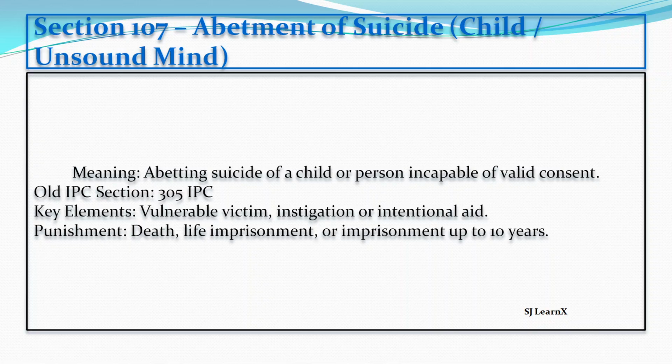Now let us look at section 107, Abetment of suicide. This section applies where a child, a person of unsound mind, a delirious person, or an intoxicated person commits suicide and another person abets such suicide. Example: continuous harassment of a mentally ill person leading to suicide attracts section 107. Punishment may extend to death, life imprisonment, or imprisonment up to 10 years with fine.